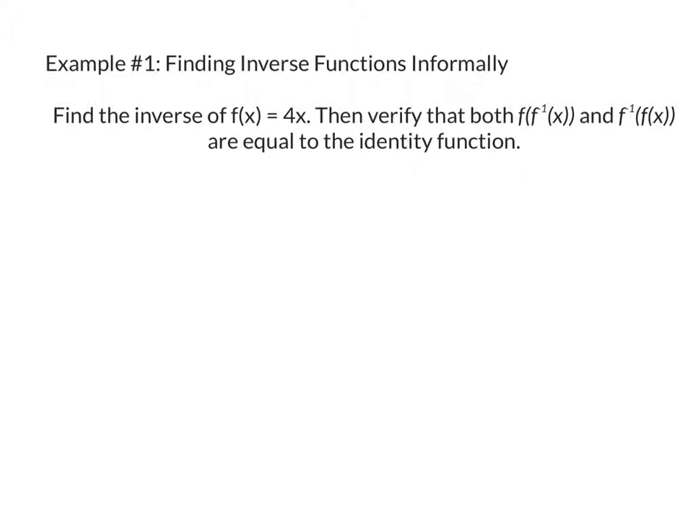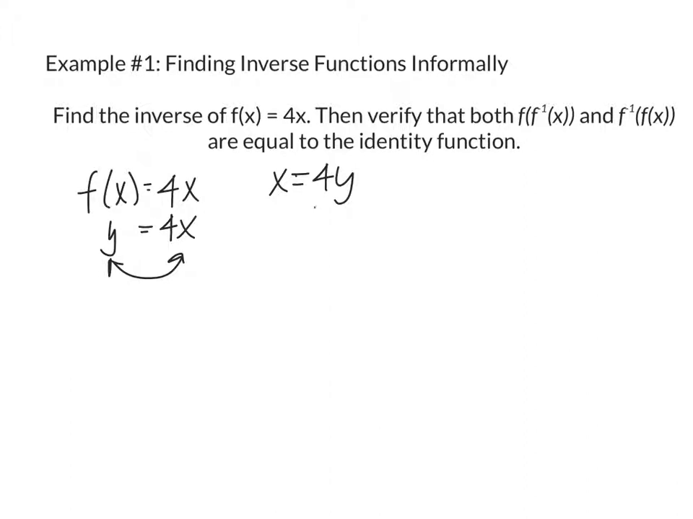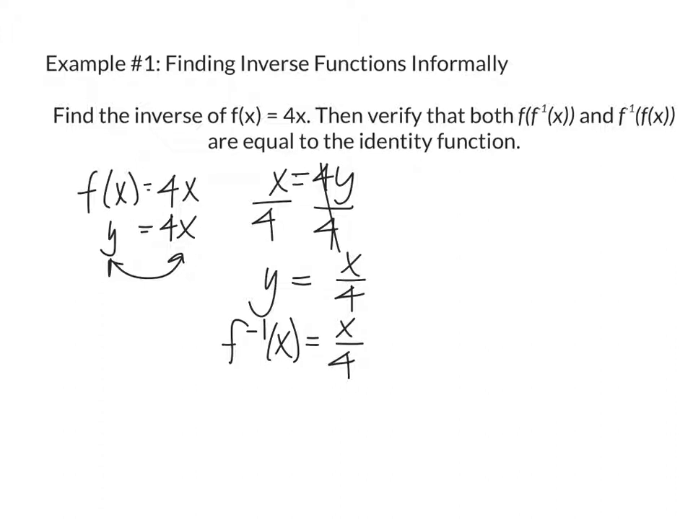So here we go. To find an inverse, we write our function first. Then instead of using function notation, we go back to regular old x and y. Then we switch our x and y variables to become x equals 4y, and then we continue solving for y. This will give us y equals x over 4, or the inverse of f of x is x over 4.